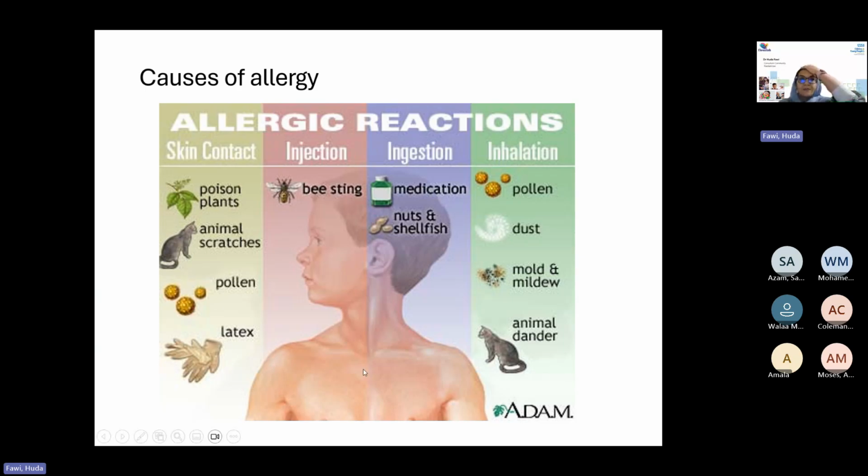The causes of allergy are many. So inhaled allergens, you've got the house dust mite, the pollen, the grass and tree pollen, the molds, animal dander. Then you can ingest it, either medication or food allergies, or they can be injected by wasp and bee stings, or contact. So latex can be contact, animal scratches and some plants.